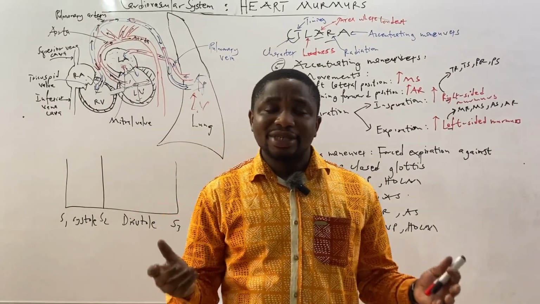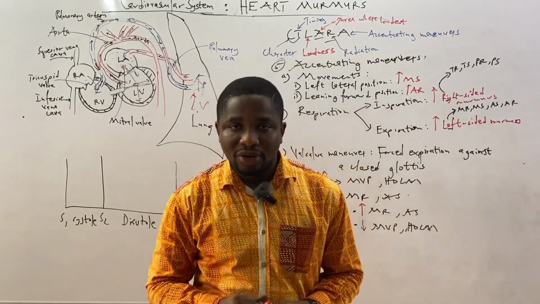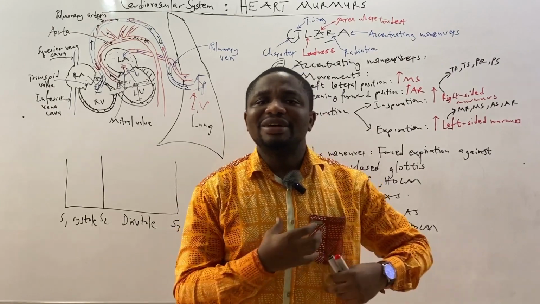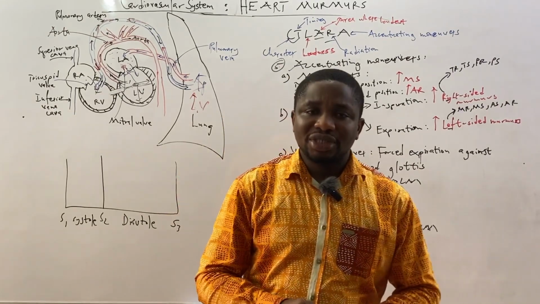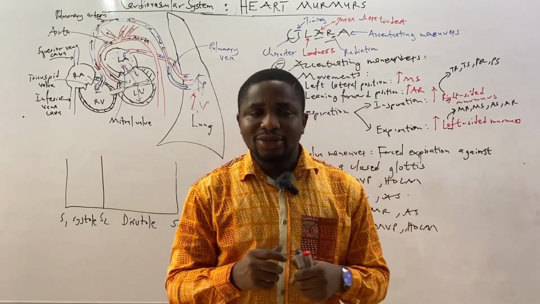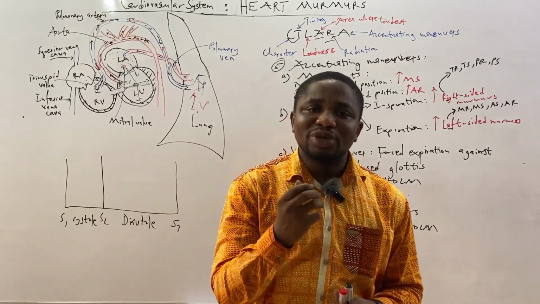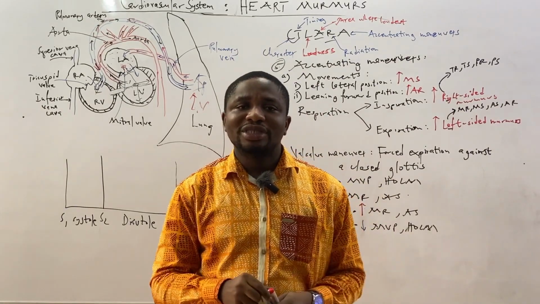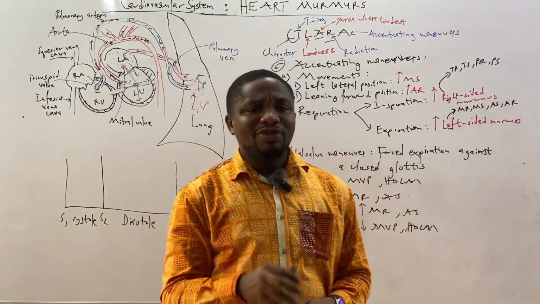Why does the murmur get accentuated? Because the movement brings the relevant portions or parts of the heart closer to the stethoscope, thereby accentuating the murmur. So that's what the movements do. Let's move on to the next one.